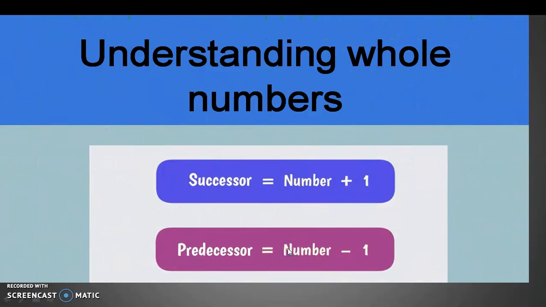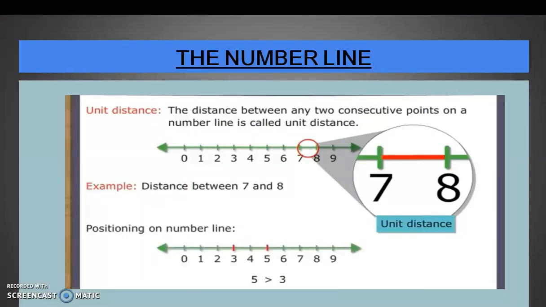Now, moving on further, we will understand how to find the successor and the predecessor of a given whole number. By the word successor, we mean the number which comes after the given whole number. So it is found as the given number plus 1. To find the predecessor, from the given number we subtract 1. We can also represent whole numbers on a number line.